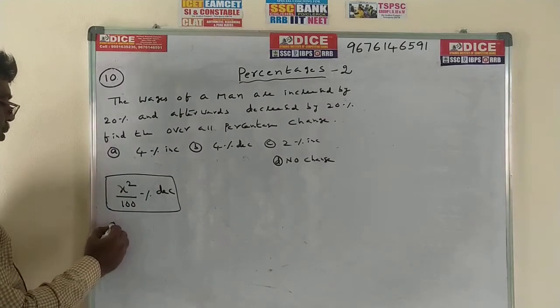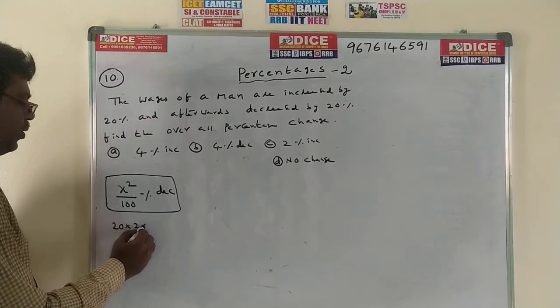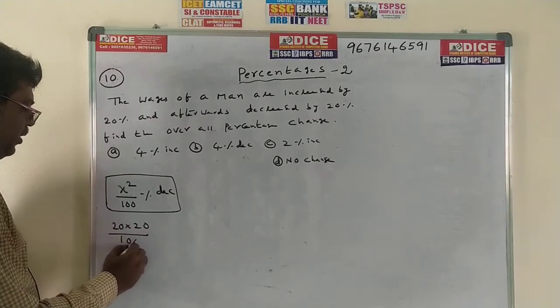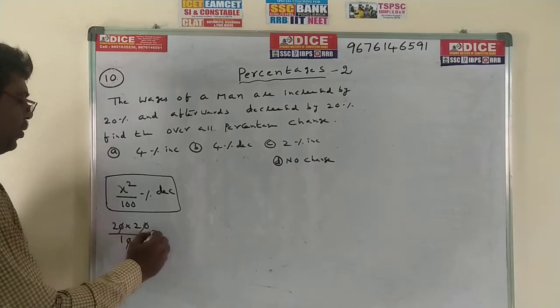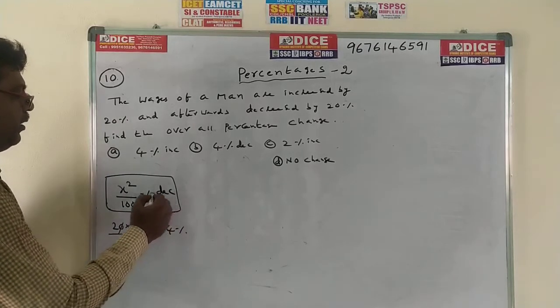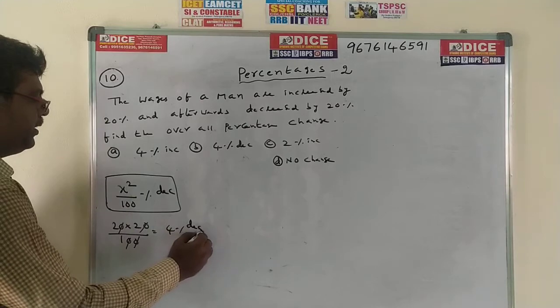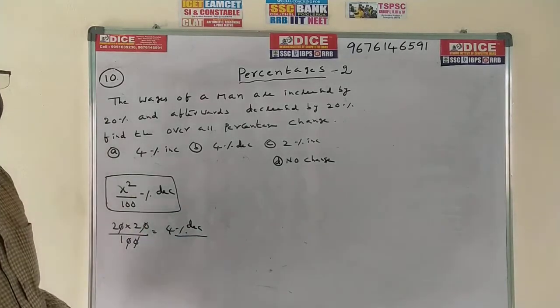x square means 20 into 20 by 100. The zeros cancel, 2 into 2 is 4%. The tail is decrease. So the required answer is 4% decrease.